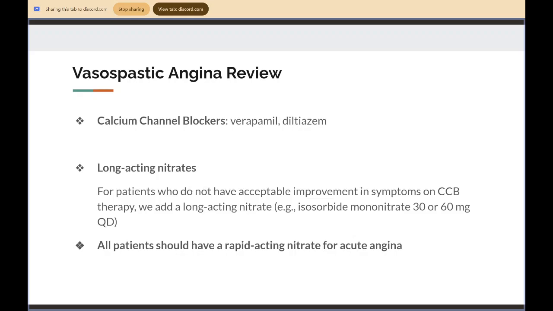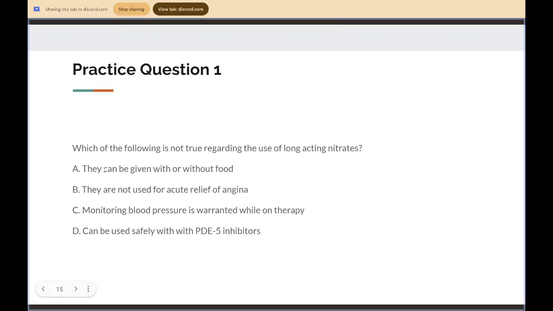So let's start with practice question 1. Which of the following is not true regarding the use of long-acting nitrates? A. They can be given with or without food. B. They are not used for acute relief of angina. C. Monitoring blood pressure is warranted while on therapy. Choice D. Can be used safely with PDE5 inhibitors. Give everyone a chance to answer.